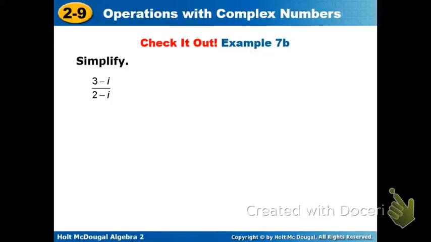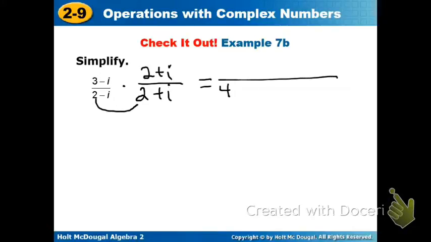Okay, 3 minus i all over 2 minus i. So you start by multiplying this thing by the complex conjugate. So the complex conjugate is 2 plus i. That's on top and bottom. Okay, so now it's our job to distribute. 2 times 2 is 4. 2 times i is 2i. Negative i times 2 is negative 2i. And then negative i times i becomes negative i squared.